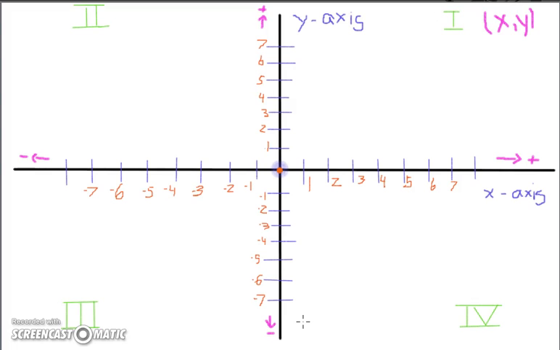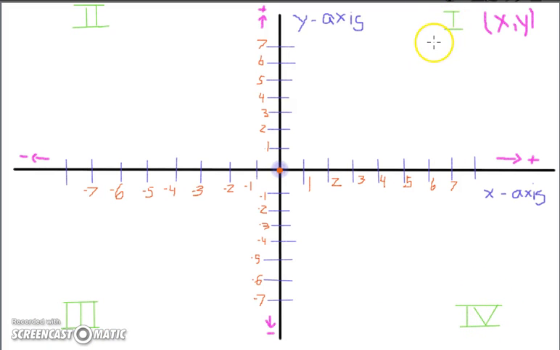The coordinate plane is nicely divided into 4 equal parts, or quadrants. Here we have quadrant number 1. Over here we have quadrant number 2. Over here we have quadrant number 3. And finally, quadrant number 4.